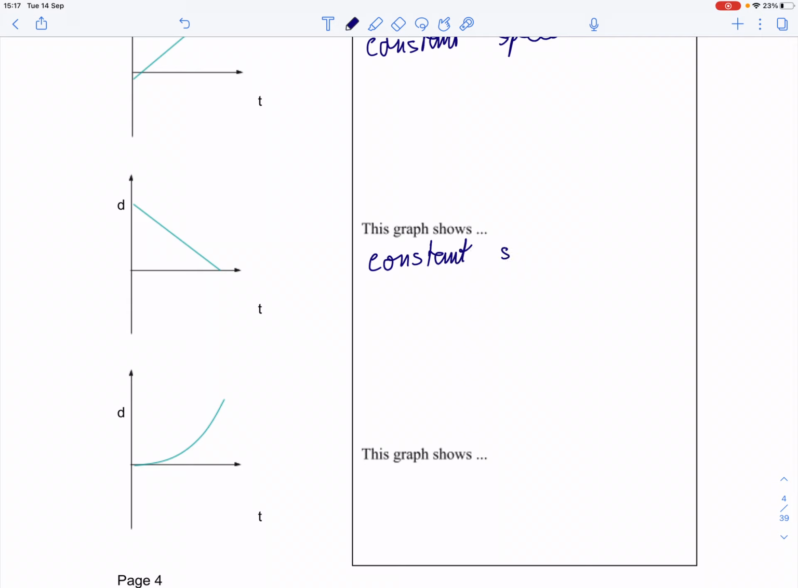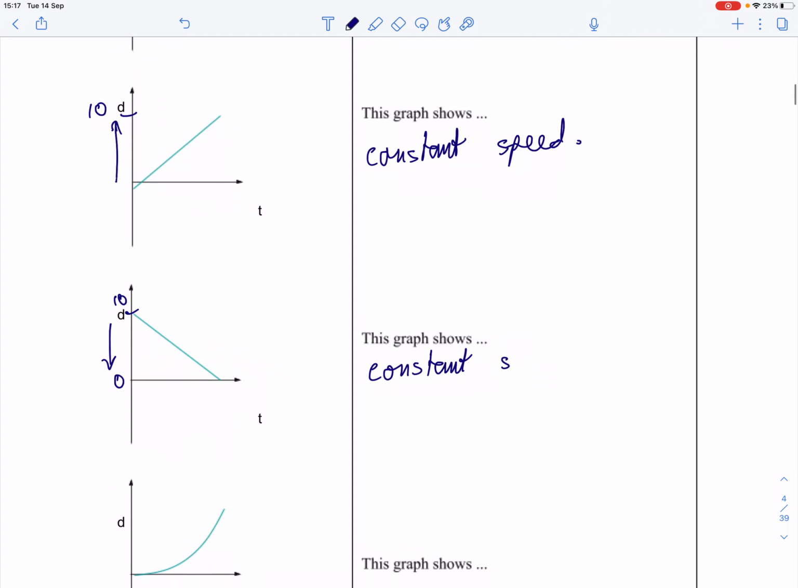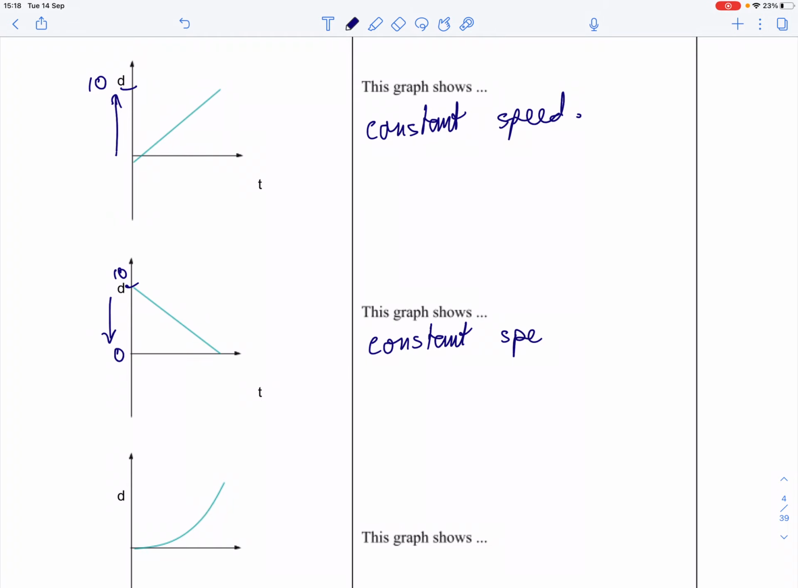This graph here shows also a constant speed, but because the distance is decreasing, technically this will be a displacement time graph because we can show that the object is moving in the opposite direction. It's moving from 10 meters from the origin back down to 0, whereas this one is going up to 10 meters, so it's going away from the origin. This one's going towards the origin with time, so it's going in the opposite direction. As soon as you bring in the word direction, that means you must be talking about velocities and displacements. So constant speed in the opposite, or sometimes referred to as the backwards direction. It's going back towards where it came.